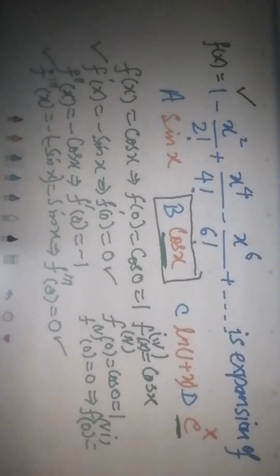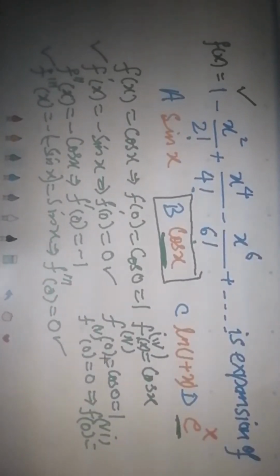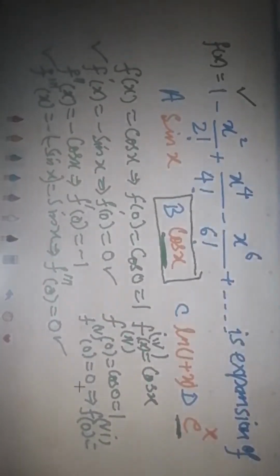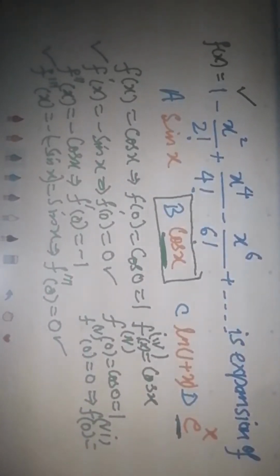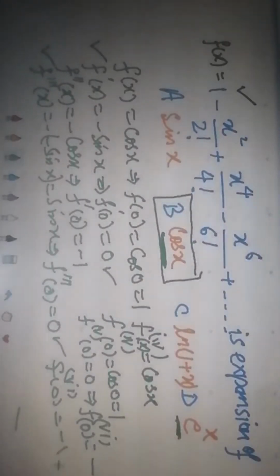Okay, the fifth order derivative will be 0 because that will be sine. Third is sine, fourth is cos, right? Fourth is cos, fifth is sine, that becomes 0. Sixth, the derivative of sine is cos, the derivative of that is minus sine, so that will be minus cos. So it will be minus 1. The sixth derivative at 0 will be minus 1.